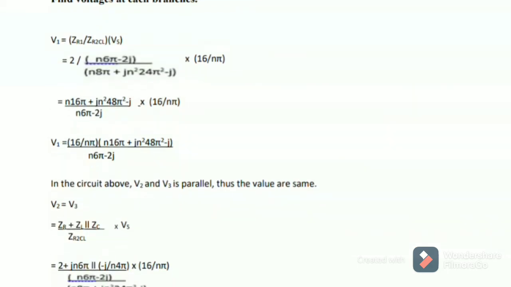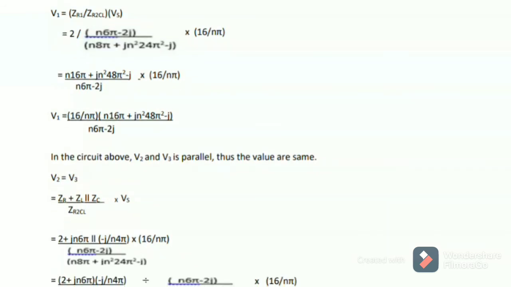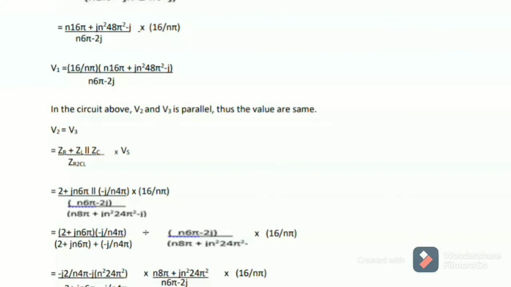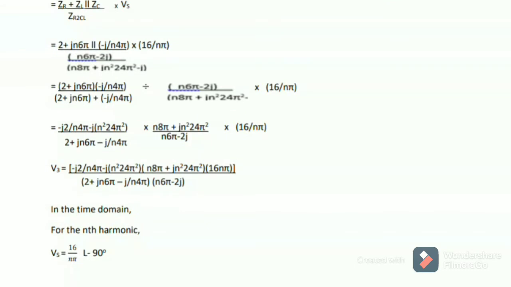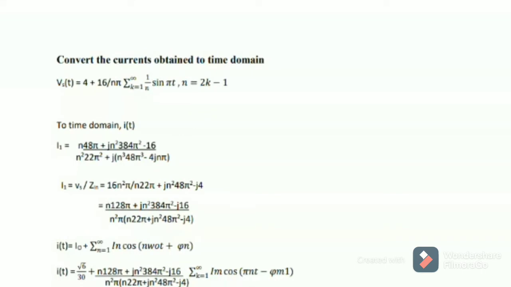In the circuit above, V2 and V3 are in parallel, so the values are the same. The formula is ZR2 plus ZL parallel ZC over ZR2 CL multiplied by Vs. We solve the equation and we've got the answer. In the time domain for the n harmonic, we know Vs equals 16 over n pi at negative 16 degree.